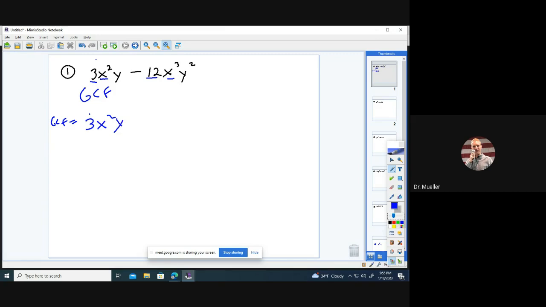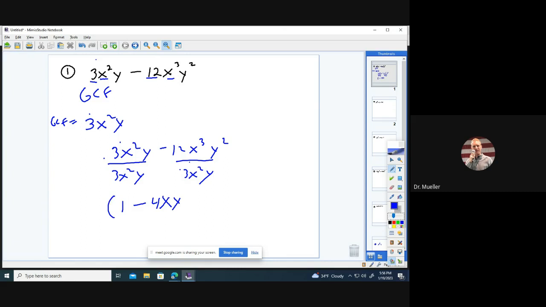And that's your GCF. Then when you factor it out, you want to divide the GCF into both of the terms. We're going to go ahead and do that. So both terms get divided by the GCF, which is 3x squared y. And here, everything cancels out, so we get 1 minus, for this one, 3 goes into 12 4 times. X squared goes into x to the third x times. And y squared over y would be a y. So that's your answer, and then write the GCF on the side. And that's factored out.